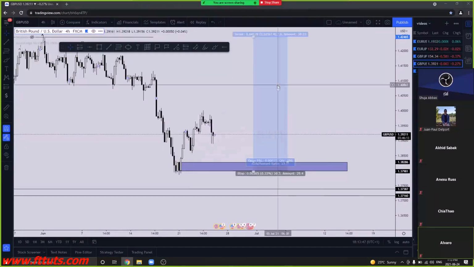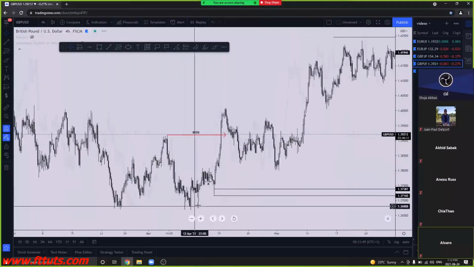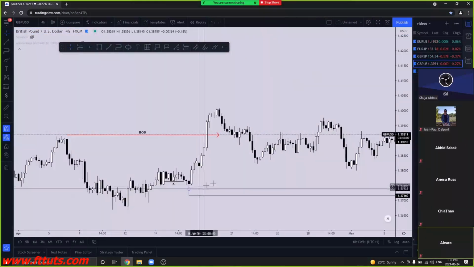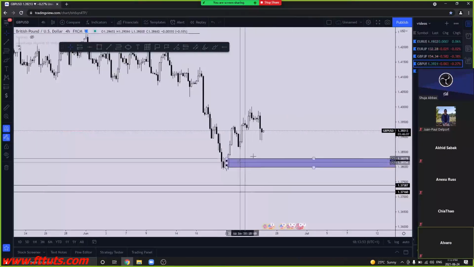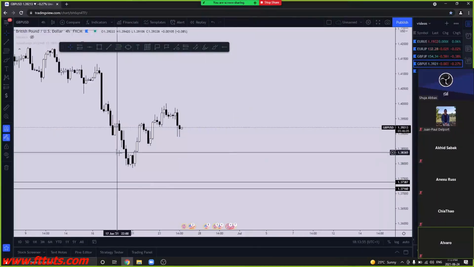Will you place orders at both POIs? So for this one, I'm 125% setting a limit. This one, definitely. This one, I'm not going to set limits specifically because I want to wait for confirmation.